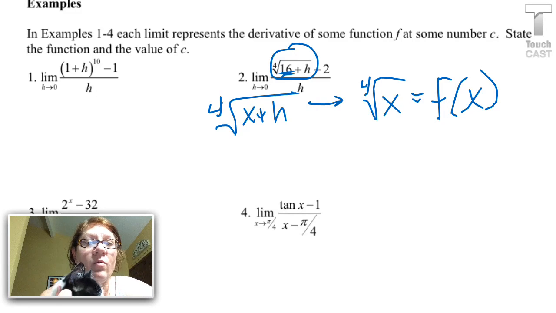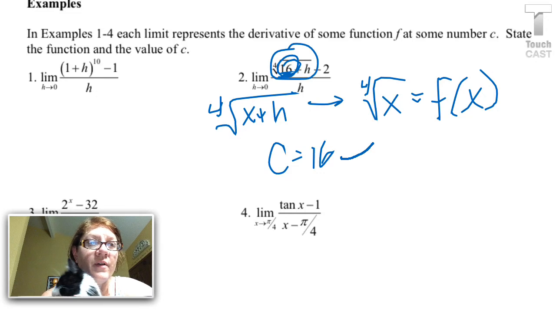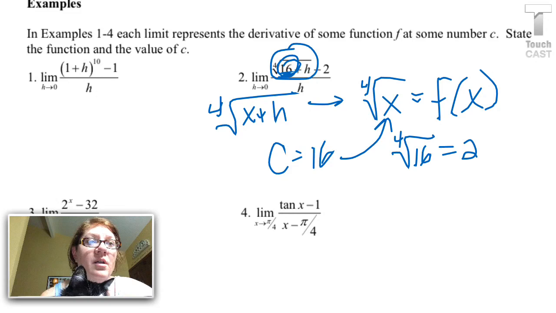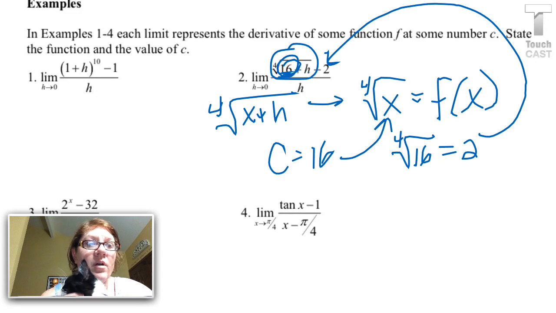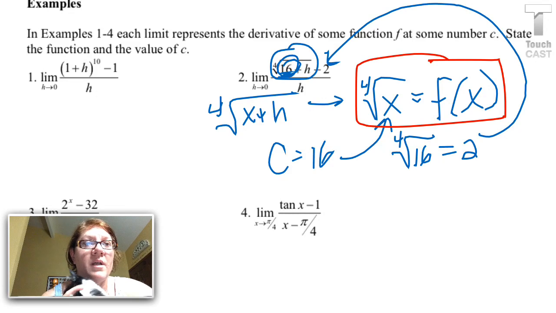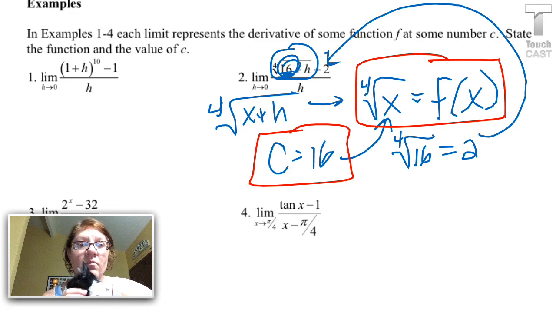And so then I want to know, well, what number did we plug in for x? So I go back up here, and it's looking like I plugged in perhaps 16. So I'm guessing that c is 16. And then I can double check it. So if x, aka c, is 16, what's the fourth root of 16? Oh my gosh, it's 2. That works. So my function was the fourth root of x, and my c value was 16. Good job. Good job, Catculus.